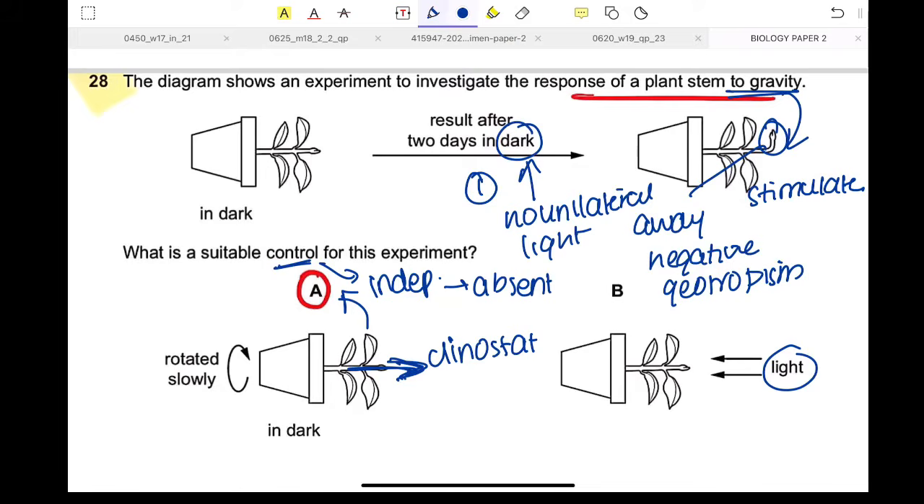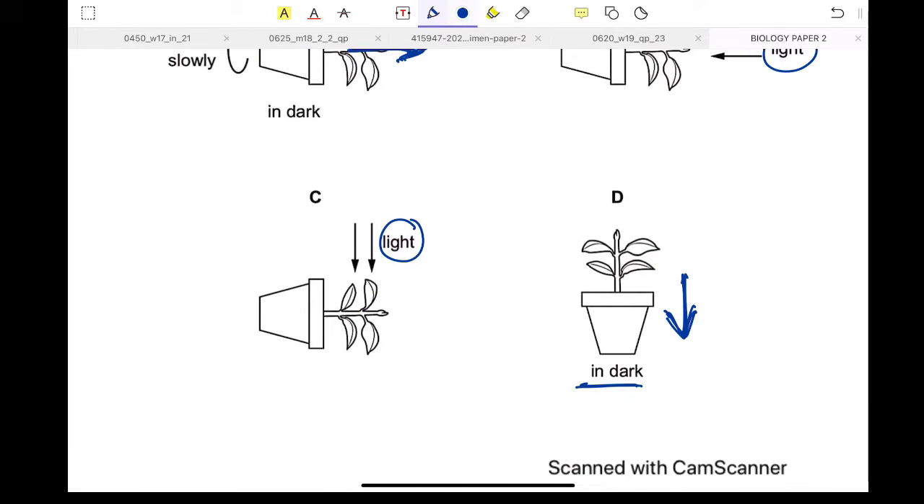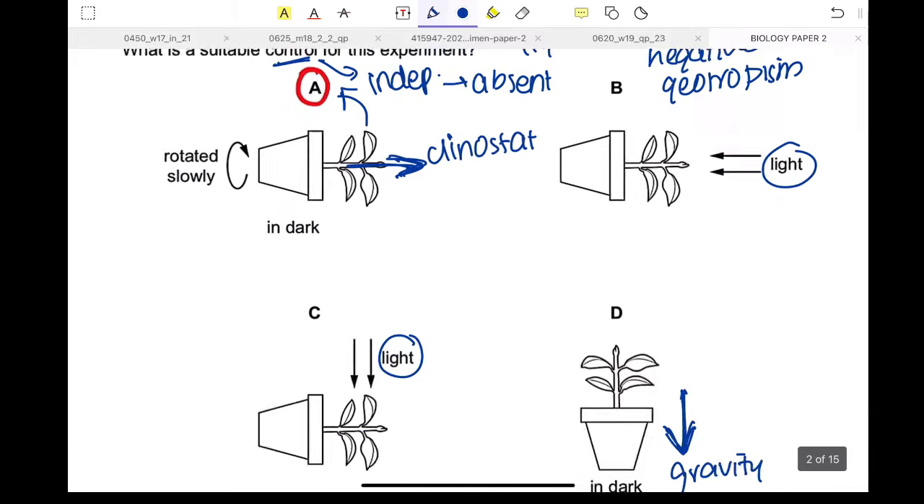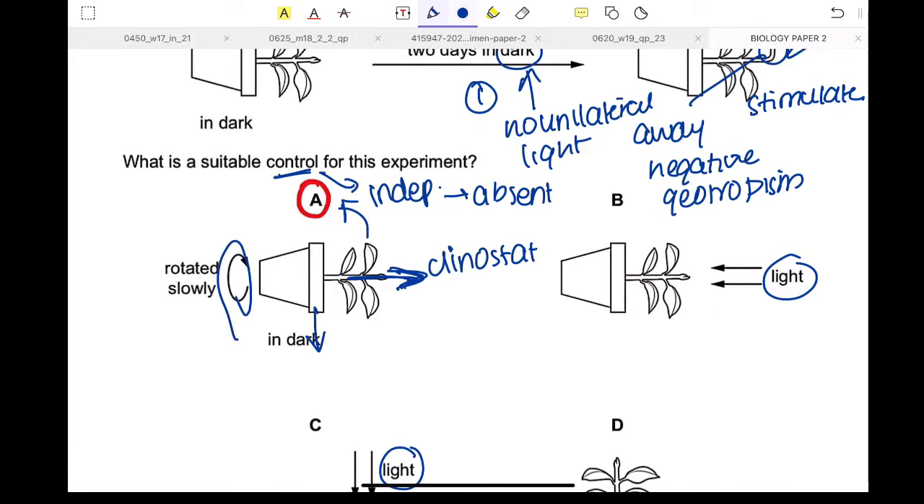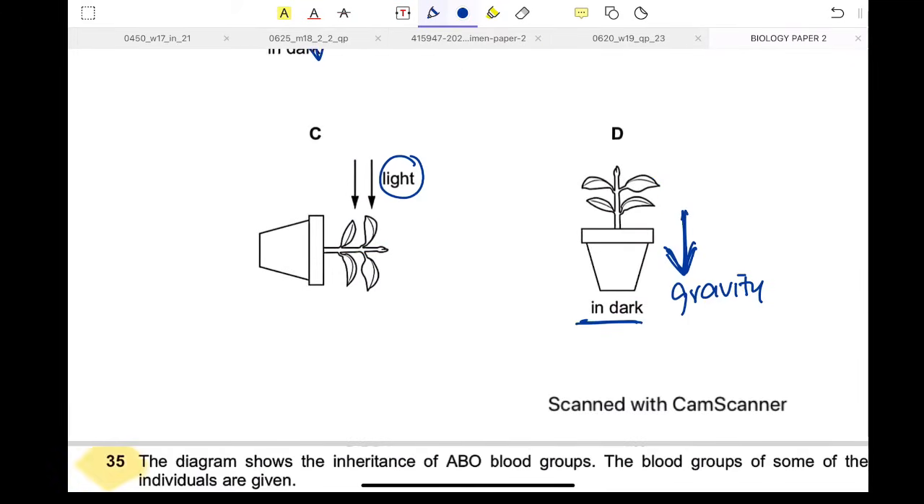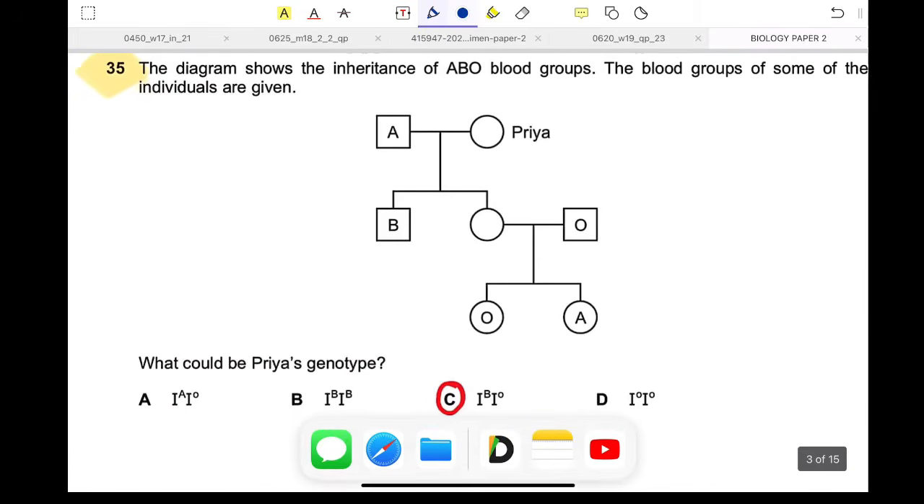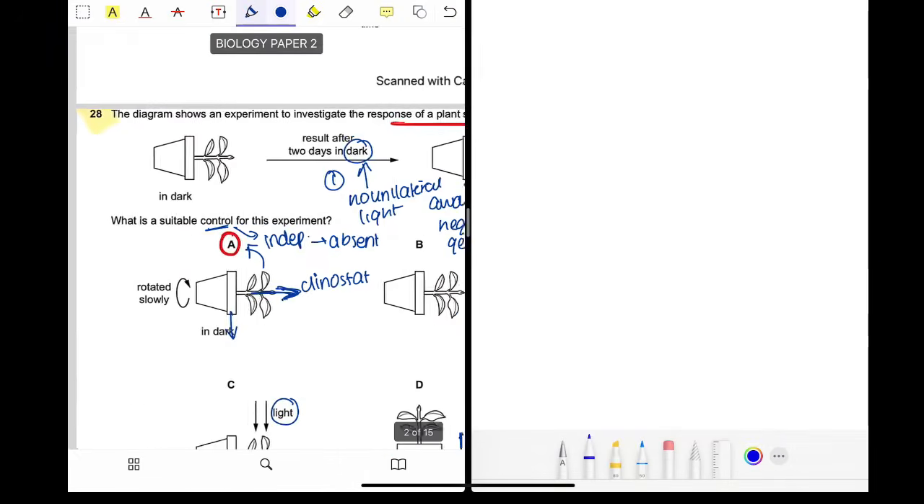The independent variable, which is the gravity, unidirectional gravity as such, is not absent. That is what we want from a control: there is no unidirectional stimulus and the independent variable needs to be absent. Here the independent variable is not absent because the gravity is acting downwards still. Here the gravity is still acting downwards, but the direction of rotation keeps changing. So the gravity doesn't have much of an effect over there because now there is no unilateral direction or unilateral stimulus to act on.